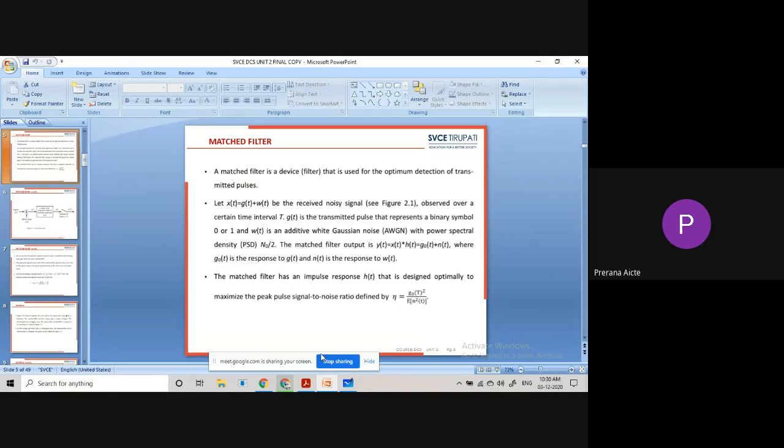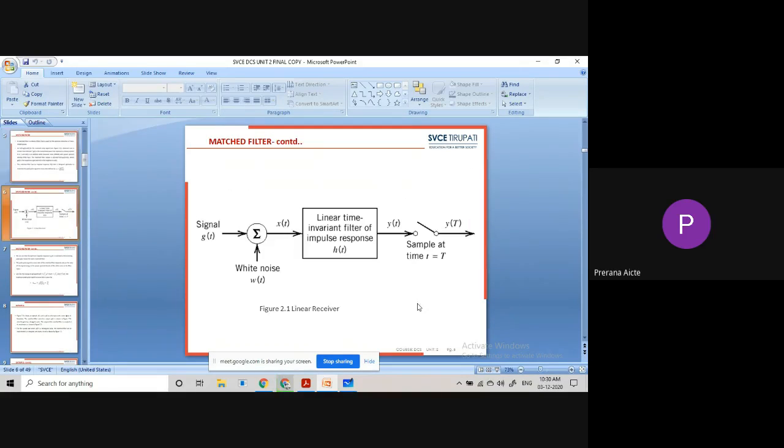Finally, the matched filter has an impulse response that maximizes the signal to noise ratio by a factor. What is that factor? It is eta equals g naught of t whole square by expectation of n square of t. What is g naught of t? It is the transmitted signal we receive, consisting of binary zeros and ones. What is n square of t? It is the noise signal whose expectation, the complete average, we find, which is n square of t.